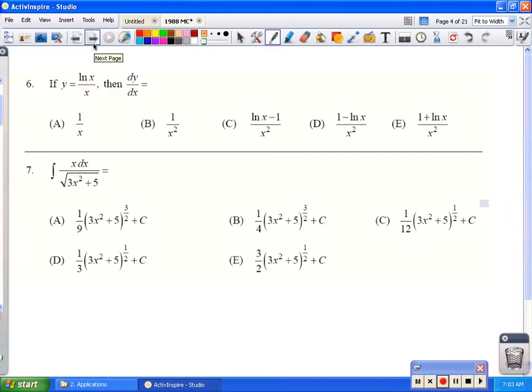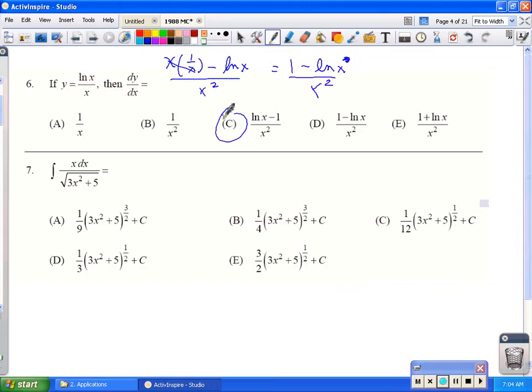We're going to do the quotient rule here, so we'll have down d up minus up d down, over down down, which is x squared. This will give me 1 minus ln of x over x squared, which is letter C. Ooh, I almost got caught up. Letter D, I had the right work and almost the wrong answer.